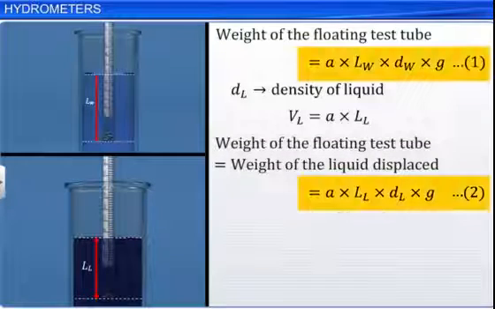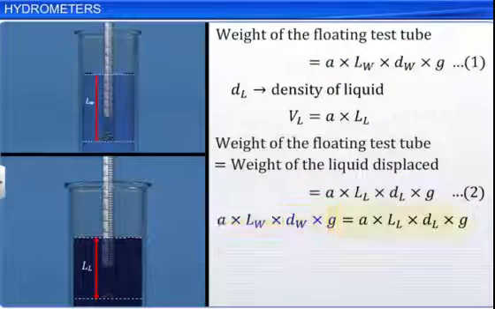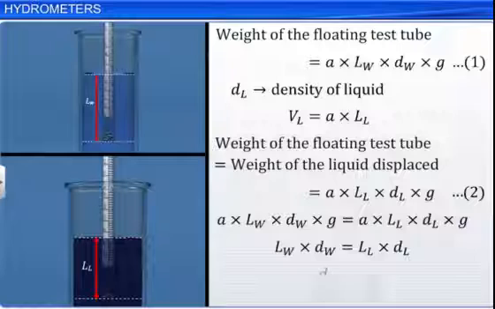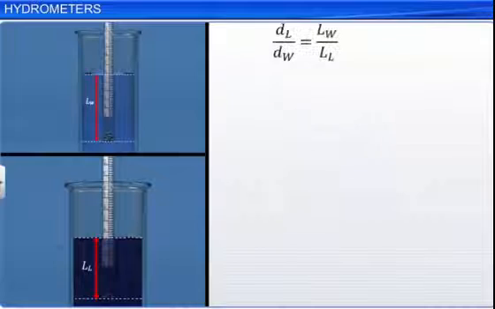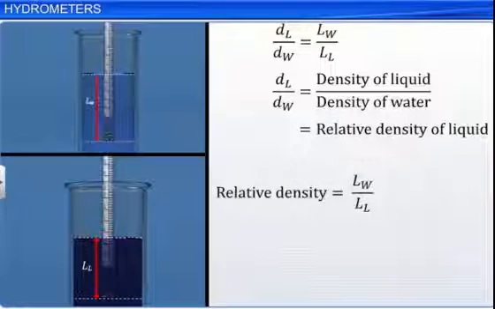From equations 1 and 2, A into LW into dW into G is equal to A into LL into dL into G. This can be written as dL by dW is equal to LW by LL. However, dL by dW is equal to the density of the liquid by the density of water, which is equal to the relative density of the liquid. Hence, the relative density of the liquid is equal to LW by LL. The hydrometer can be calibrated as described below.